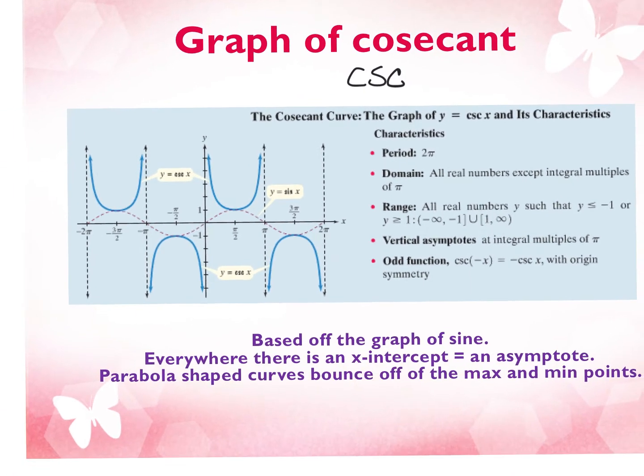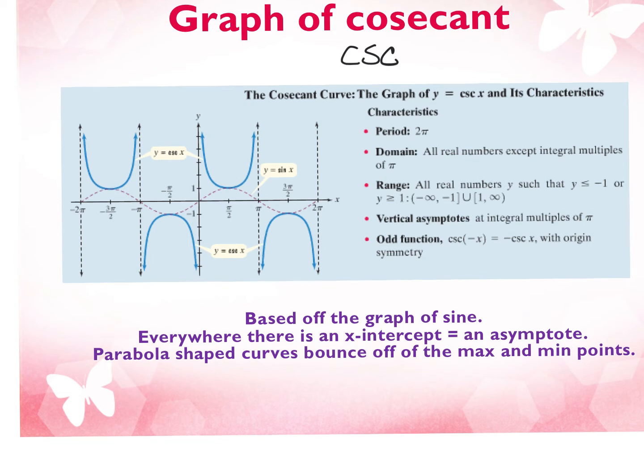So in order to graph cosecant, what we're going to be doing is basing it off the sine graph. So you're going to have to graph the sine graph first, and then every place that the sine graph touches the x-axis, where there is an x-intercept, we're going to draw an asymptote. And then from the rest of the points, the maximum and the minimum points, we're going to be creating a parabola-shaped curve, or a U, or an upside-down U, which will bounce off each of these maximum and minimum points, and we're going to use the asymptotes as guides, like walls, that our graph will skim along.